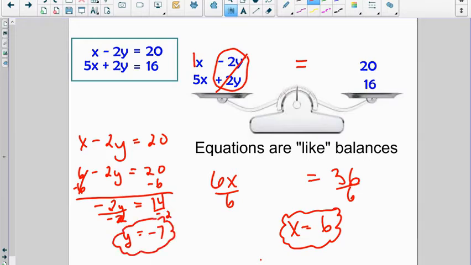So remember, the solution to a system is an ordered pair, a value for x and a value for y that makes both equations true. So in this particular system, that solution is (6, -7). Let's look at another.